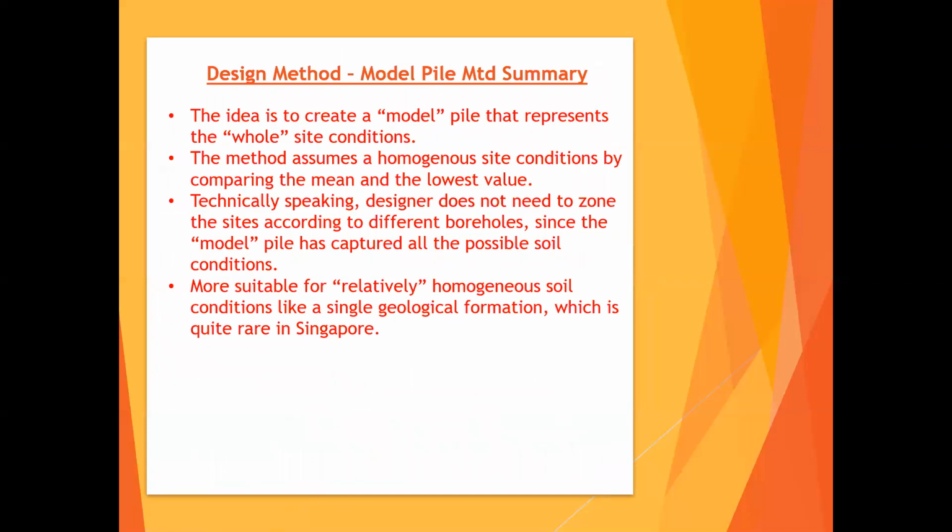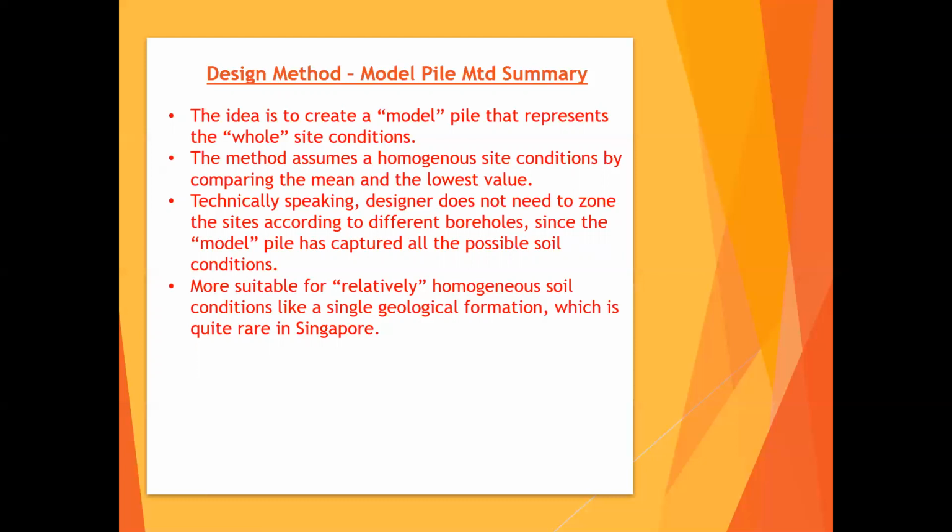Summary. The whole idea of the model power is to create a model power that represents the whole site condition. This method assumes a homogeneous site condition by comparing the mean and the lowest value. Now, you compare with the alternative method. The alternative method doesn't talk about the mean or the minimum value. We calculate the borehole and apply the model factor.